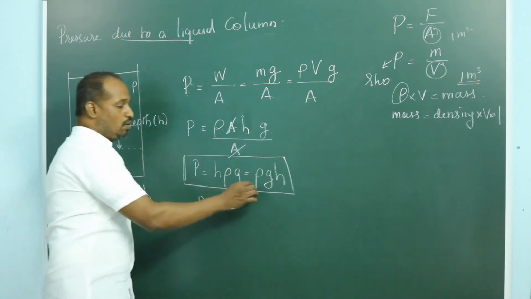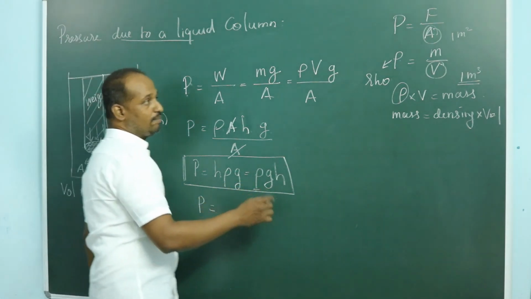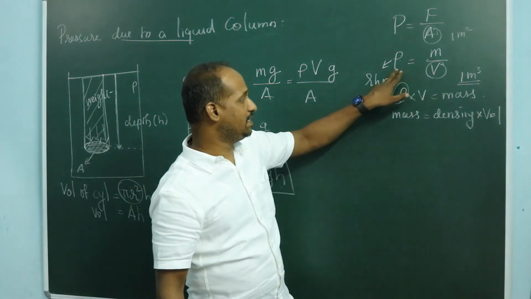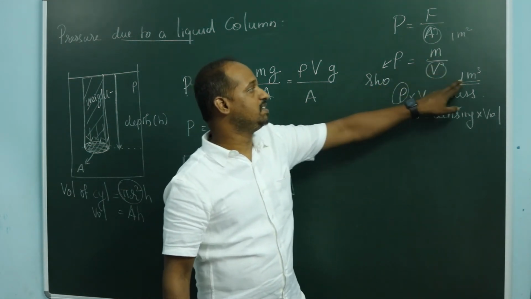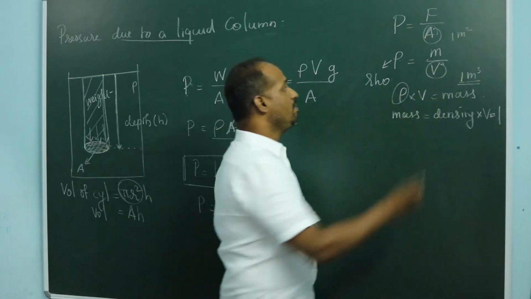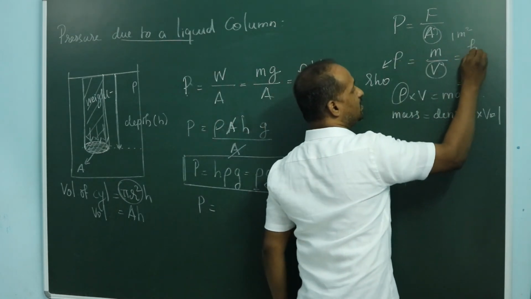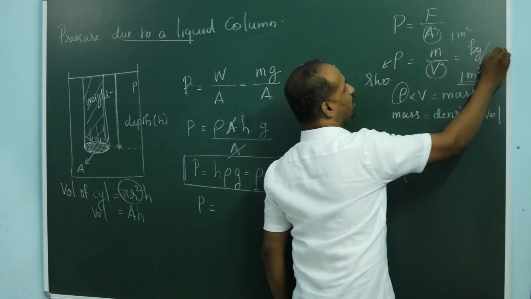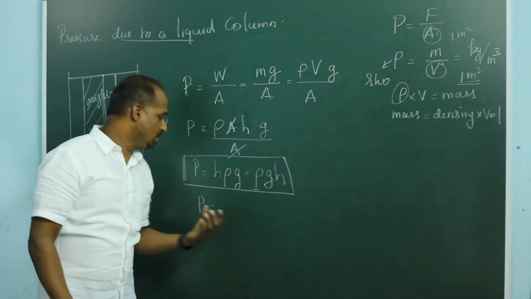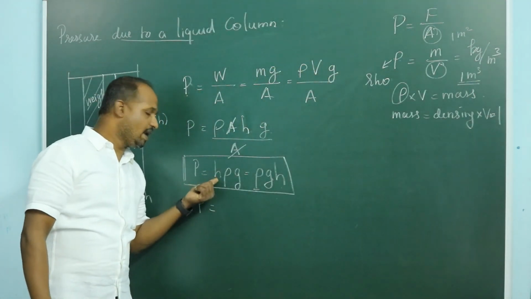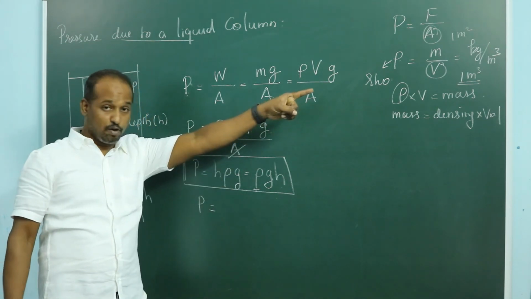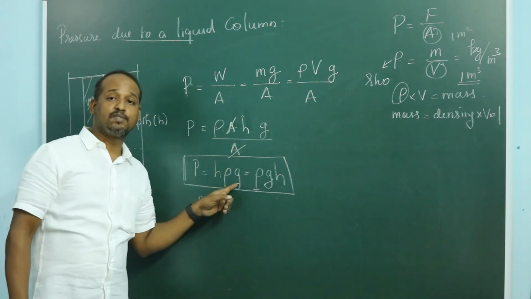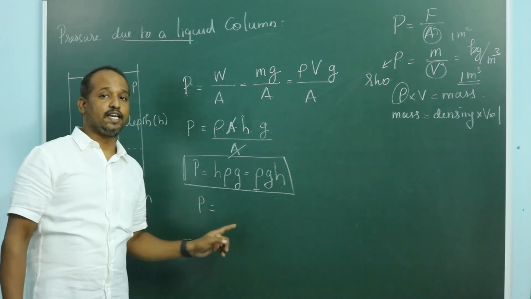Rho should be in kilogram per meter cube, because the unit of density is unit of mass by volume. Mass is in kilogram, volume is in meter cube. So the unit of density is kilogram per meter cube. Suppose you want to find the pressure in the SI system, the height should be substituted in meters, density in kilogram per meter cube, and gravity in meter per second square.